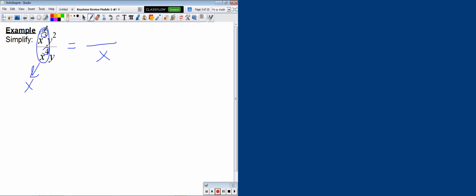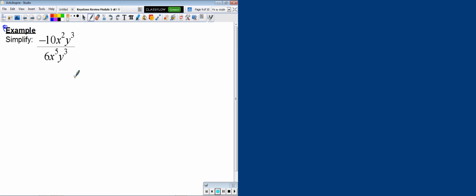And then I have the y, so remember this is y to the first. So when I do bigger minus smaller here, 2 minus 1 is 1, so the answer to this is y, or y to the first, and the answer goes on the top because there's more y's on the top than there is on the bottom. So just make sure you're always doing bigger minus smaller, and always putting your answer on the side of the fraction with the larger exponent.